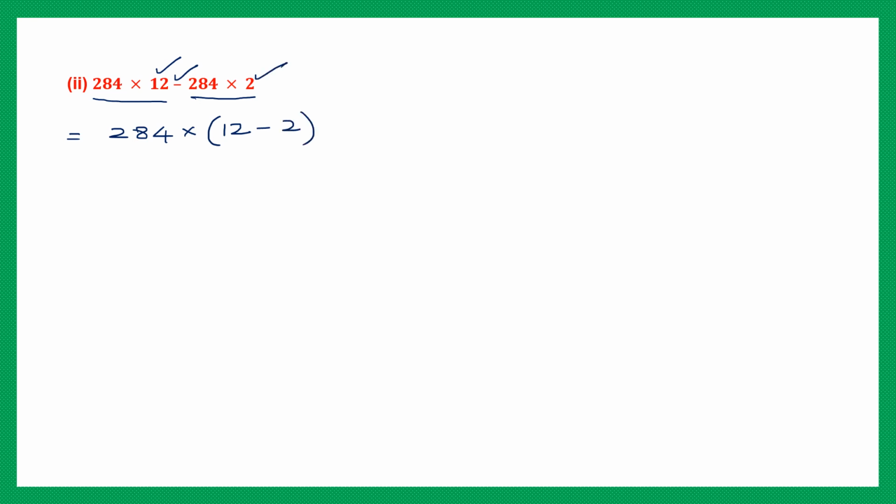12 minus 2. So this becomes 284 into 12 minus 2 is 10. So 284 into 10 is 2840. So this is our answer and we have found out our answer using the distributive property.